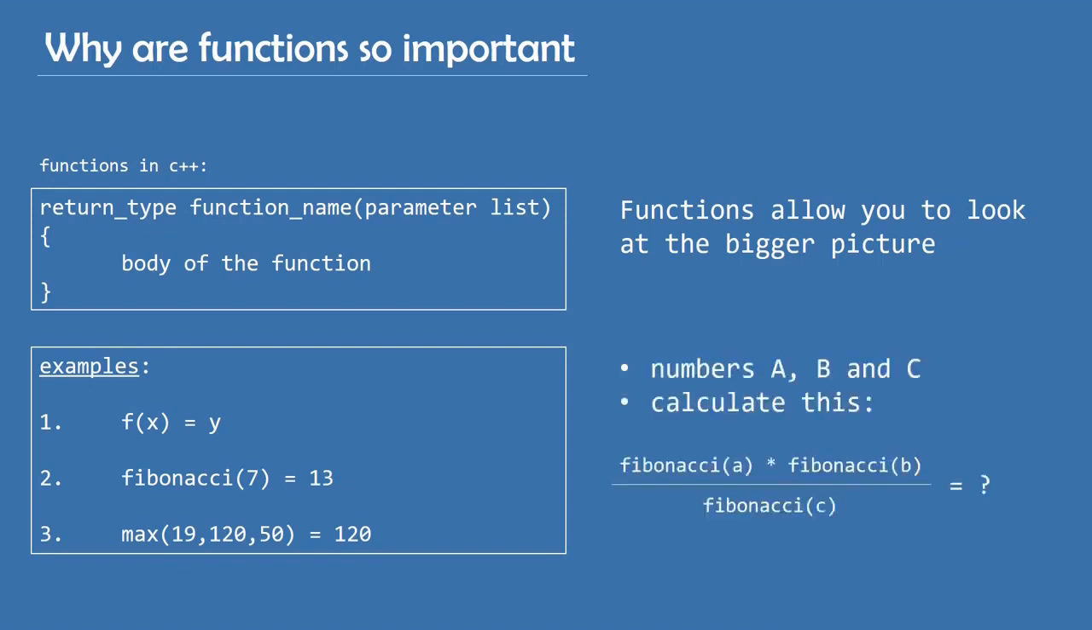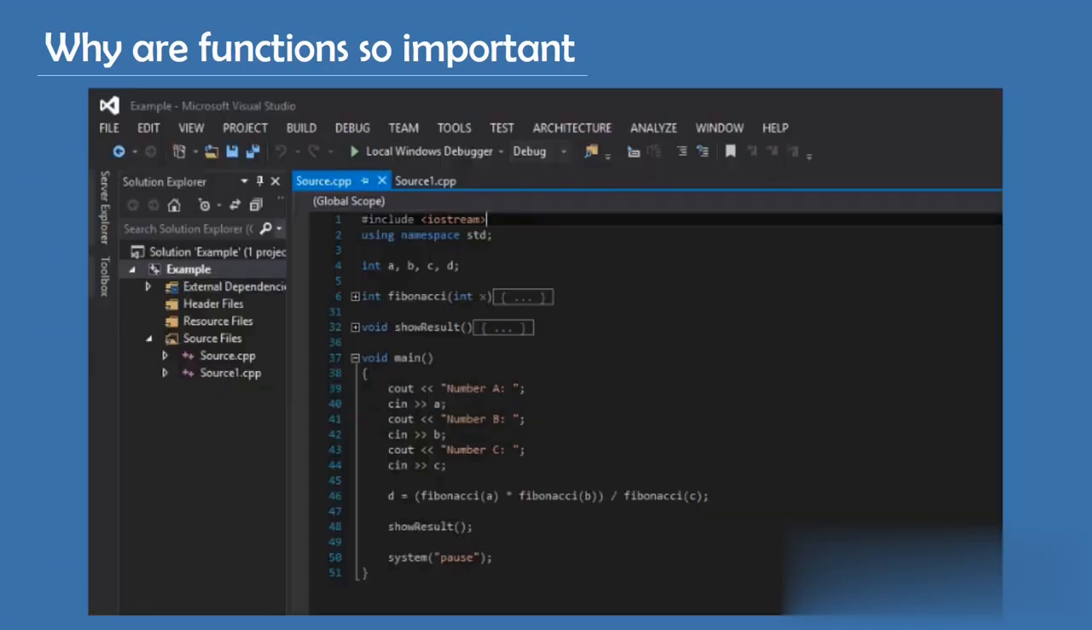Let's say, for example, that you have to solve this problem. You have numbers A, B, and C, and you have to multiply elements A and B of Fibonacci sequence and divide them by the element C of the Fibonacci sequence. Here's how I solved this problem in C++ with and without using functions. This is with using functions.